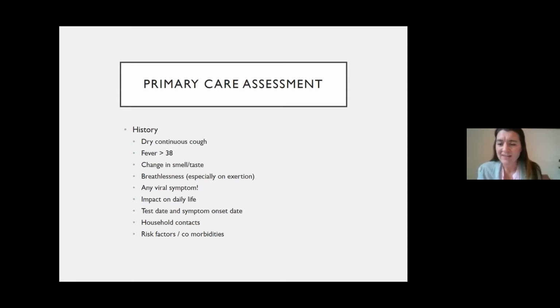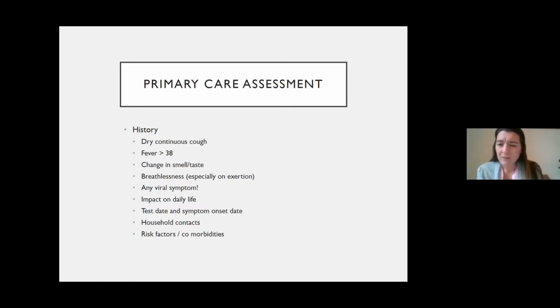So if someone is around day 5, 7, 10, and they're starting to feel exertional breathlessness, for example, you're going to be thinking, could this person have developed pneumonitis? May they have an underlying PE? I think they need to be assessed and have at least their oxygen saturations measured.